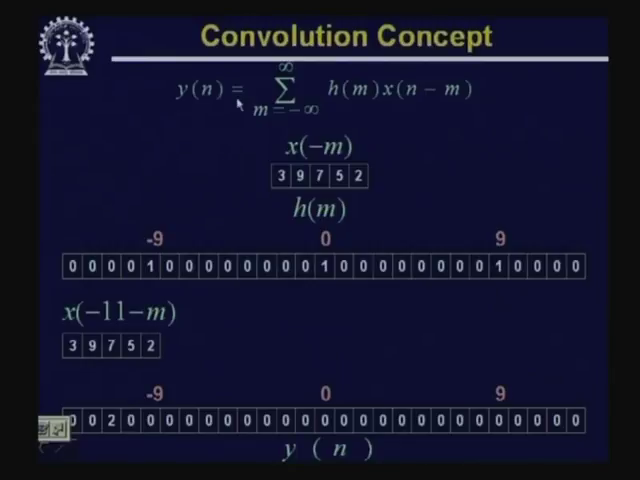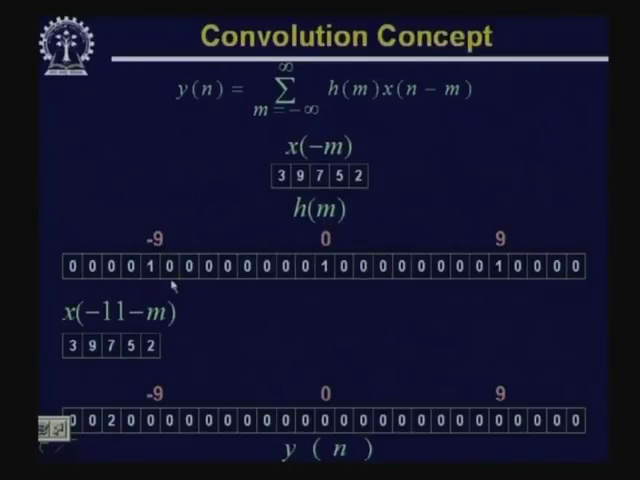So, if I really understand this particular expression, h[m] x[n minus m], summed from m equal to minus infinity to infinity, we said that this actually means that we have to take the time inversion of the signal x[n]. So, if I take the time inversion, the signal will be something like this: 3, 9, 7, 5 and 2. And when I take the convolution, that is, I want to find the various values of y[n], that particular expression can be computed in this form.